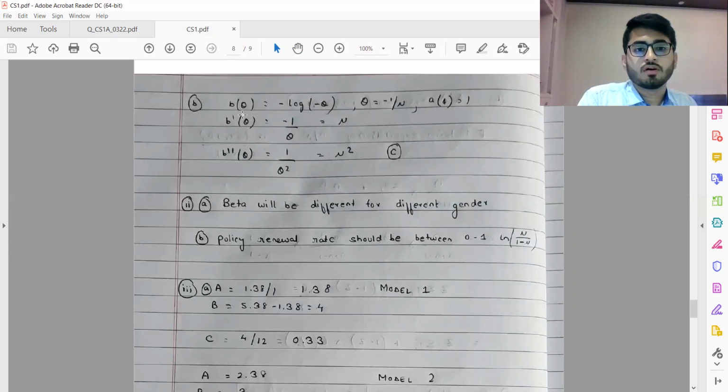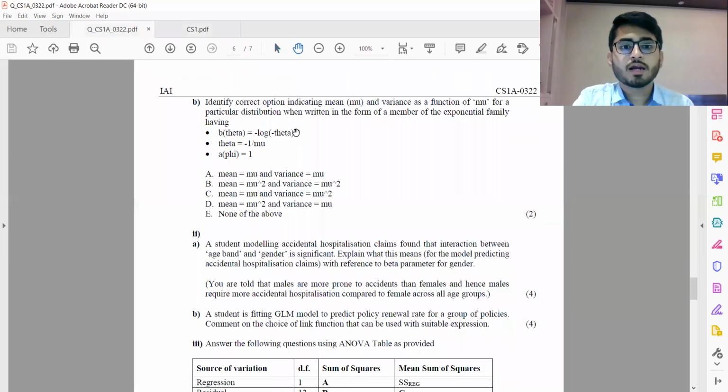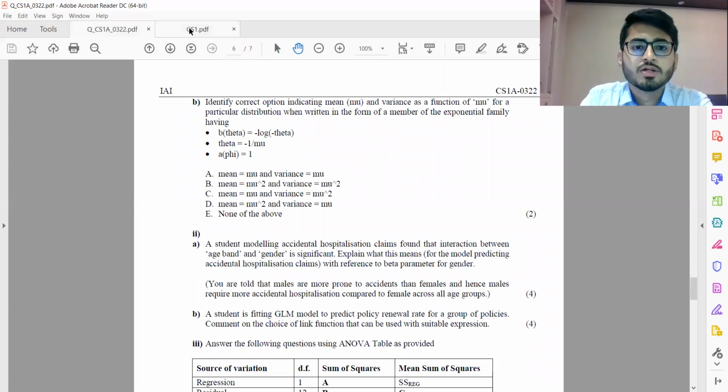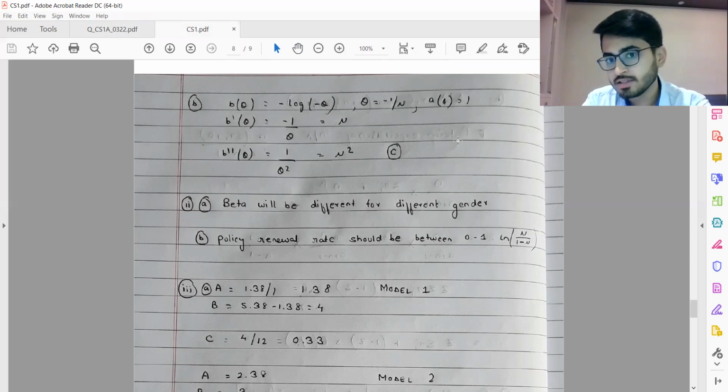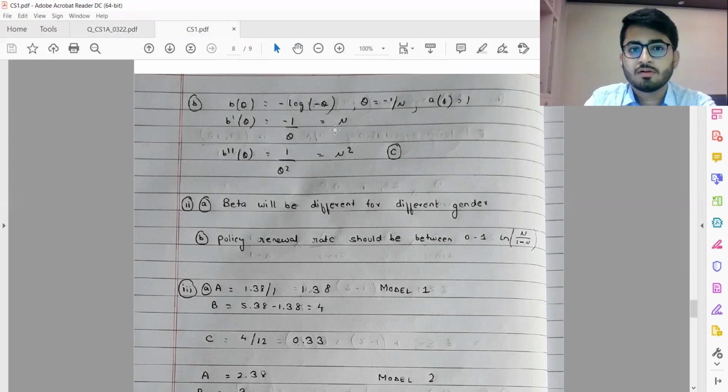Next we need to find both b dash theta and the mean and the variance. In part B, basically b theta is given as minus log of minus theta, so on. So remember that mean is b dash theta, variance is b double dash theta into a phi. A phi is 1 only, therefore my variance is equal to the variance function. So here basically we'll get mu and mu square, and this basically corresponds to option C.